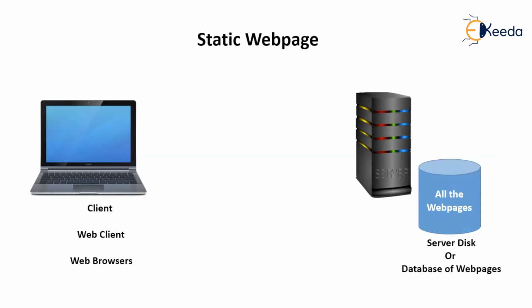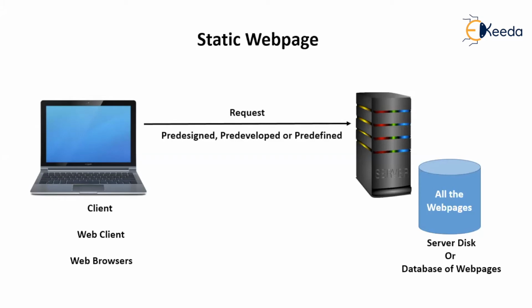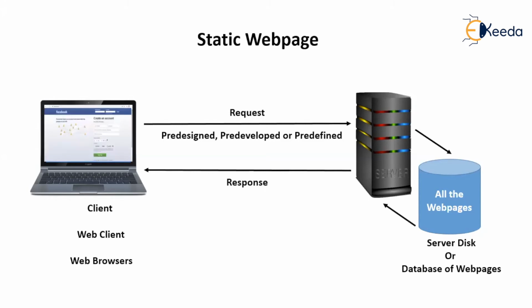So if we talk about Facebook, so Facebook is a website where first you have a login page. Now, for every person, login page is same, right? So when you request the Facebook login page, the server will send the request to the disk and it will find that pre-designed, pre-developed or predefined web page from the disk. When it gets the Facebook login page from the server disk, it will send it back to the client and the client will be able to see the Facebook login page. This is called as response.